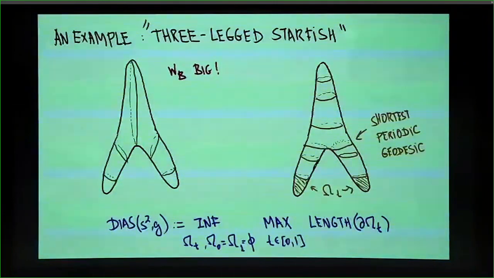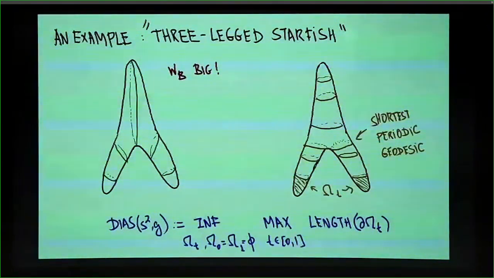So think of this omega t going up, vertically here, and then I will measure the length of the boundary of those regions. And this suggests the definition of what I want to call the diastole. For every such family of regions sweeping out the two-dimensional sphere, I will compute the maximum length of the boundary of these regions, and then I will minimize over all possible families of regions.